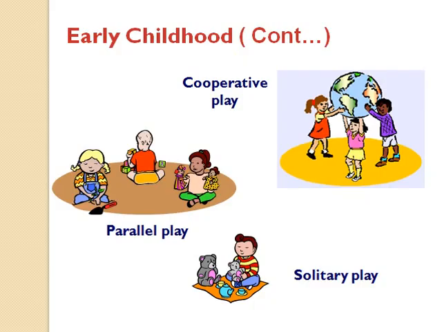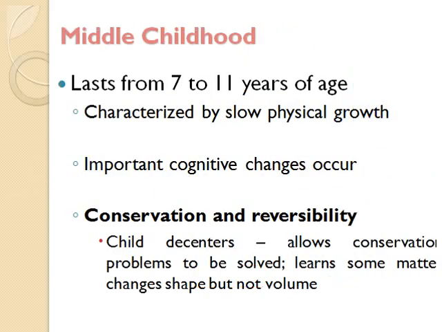Middle childhood lasts from 7 to 11 years of age, which is characterized by slow physical growth. Until 7 years, you can see the child growing fast. When it comes to 7 to 11 years, there will be a slope in the developmental growth. You can see the physical growth of the child is not so rapid as it was until the sixth year. In this stage, some basic important cognitive changes occur.